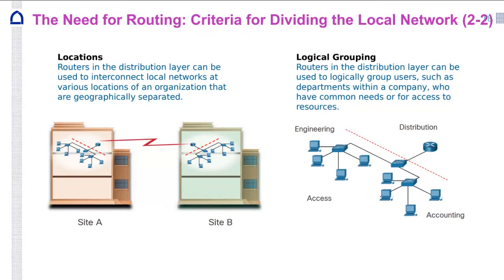Routers in the distribution layer can be used to logically group users, such as departments within a company who have common needs for access to resources. Like here, you see we have accounting, we have engineering. But they are both in the same broadcast domain.